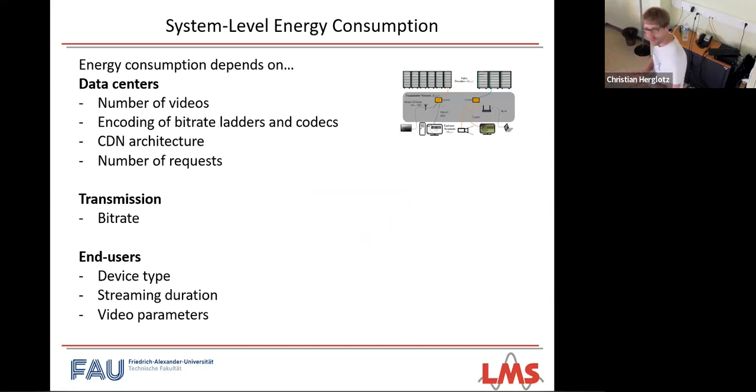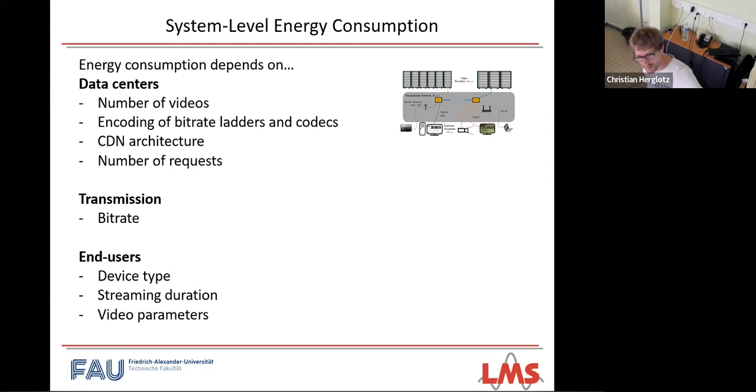And then we looked at what we found in the literature, what actually happens. We can again split up into the three components. We have data centers, the transmission and the end user. And we try to figure out what actually has an impact on the energy and power that we need. And these are the most important things that we came up with.